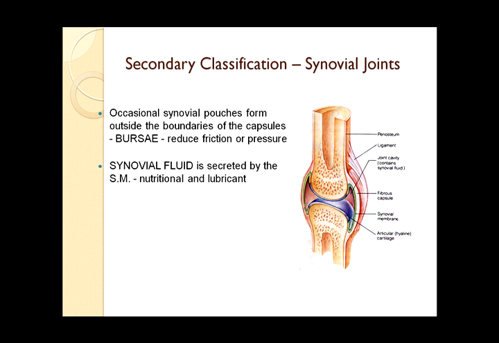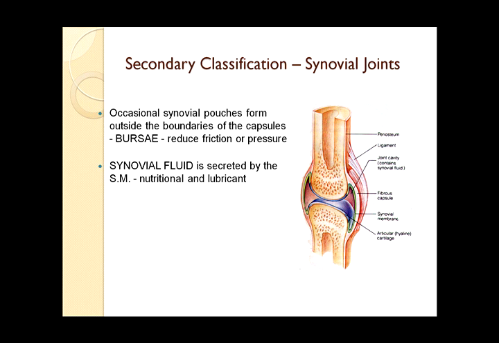The synovial fluid itself is secreted by the synovial membrane. Its primary function is nutritional. It has all the nutrients for the hyaline cartilage. Hyaline cartilage is completely avascular and completely aneural. It has no blood supply and no nerve supply. So hyaline cartilage cannot bleed and it does not cause any pain.